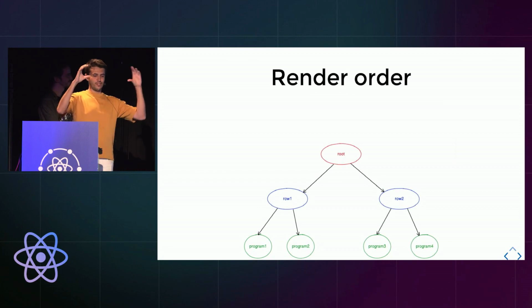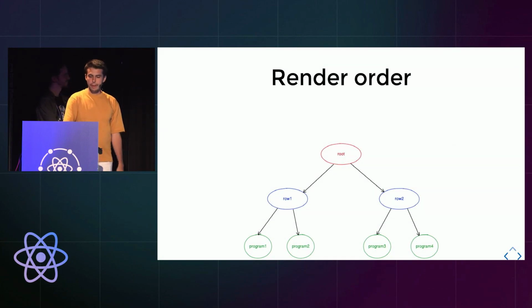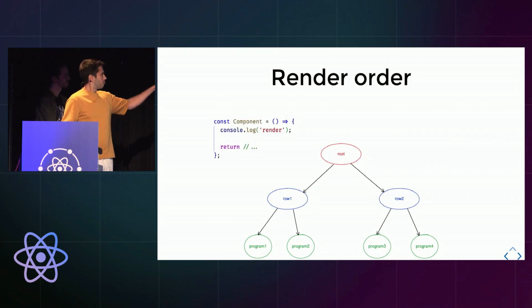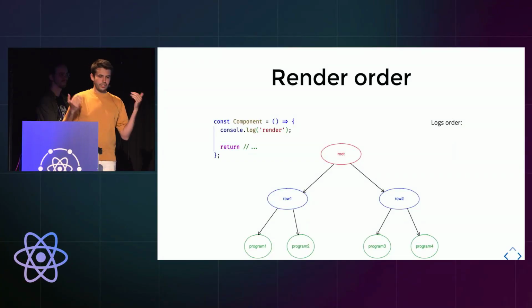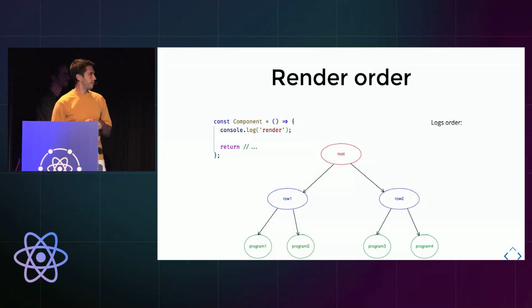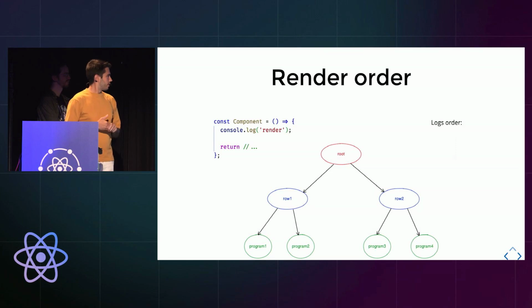Let's say we have this root component with 2 rows, and each row has 2 programs inside. And all of those components look something like that. So they log render when they're rendered. Can you guess the order of the logs? Which component will be the first one to call render? I mean, this is the first render of the whole page, so they all will be rendered at the same time. But what's the first one that will call render?